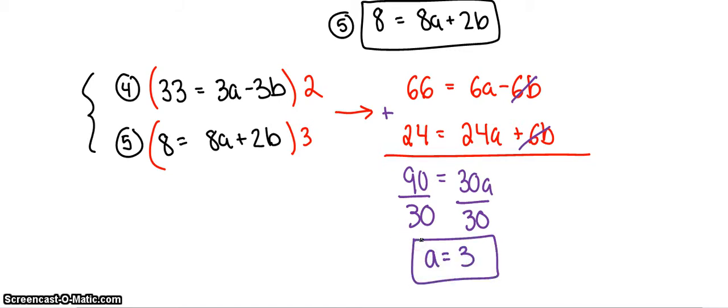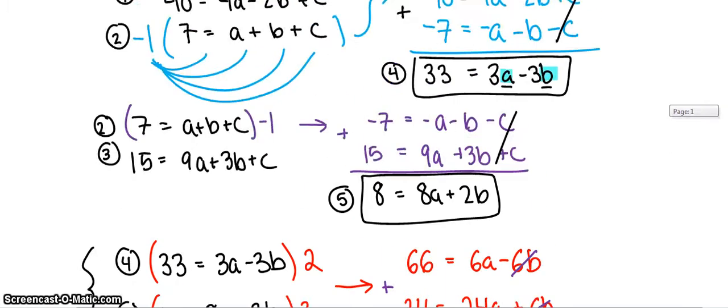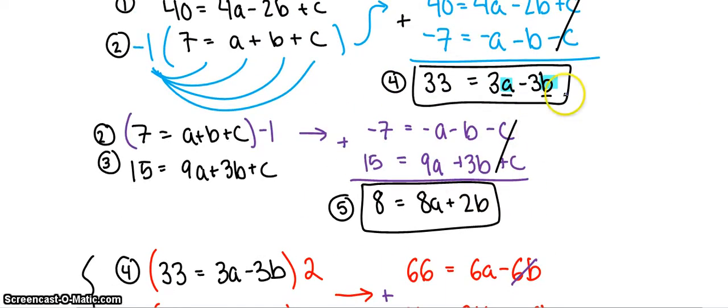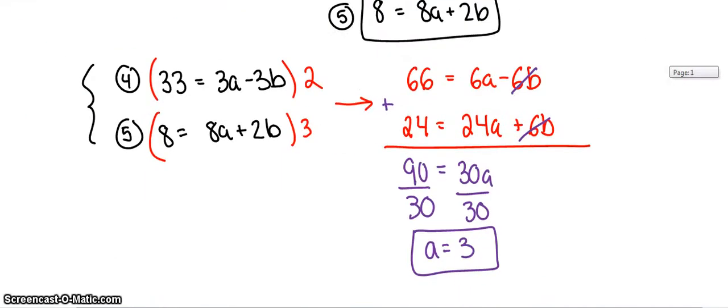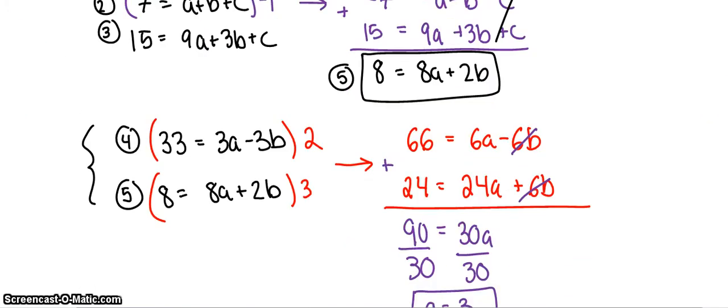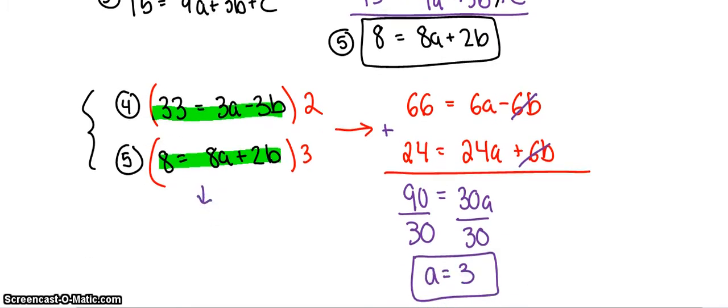I can plug this back in to solve for b. I'm going to want to plug this back into one of my 2-variable systems, because if I just plugged it into a 3-variable system, I would still have 2 variables. Okay, so I know a is 3. Let's plug it back into one of these equations here to solve for b. It doesn't matter which one. I'm just going to do the one that's over here because I have more room.